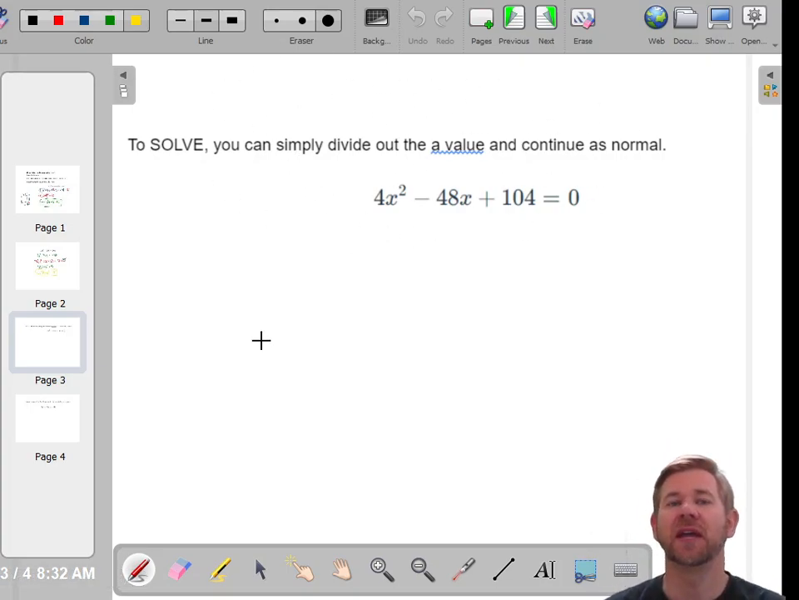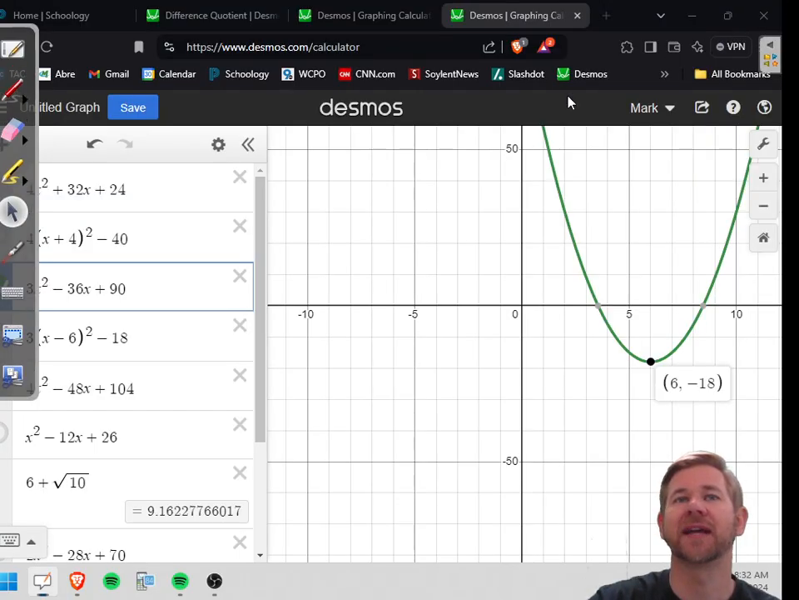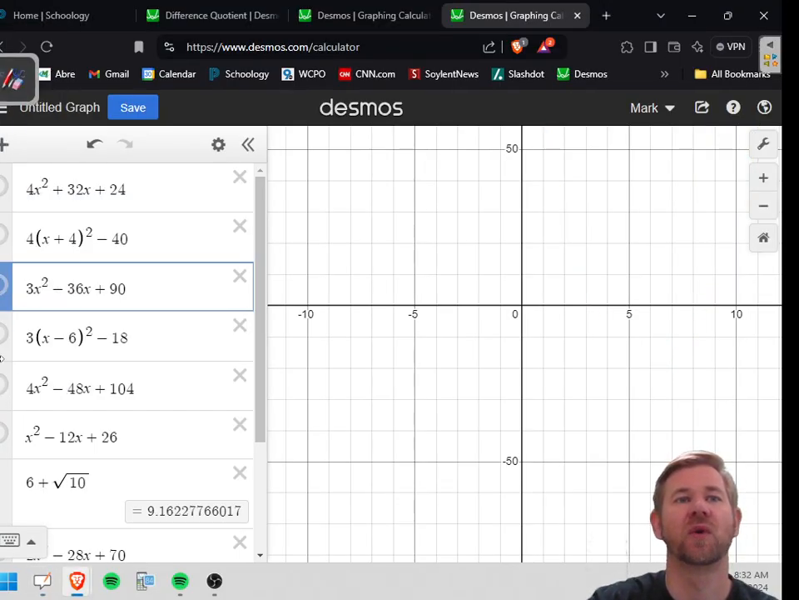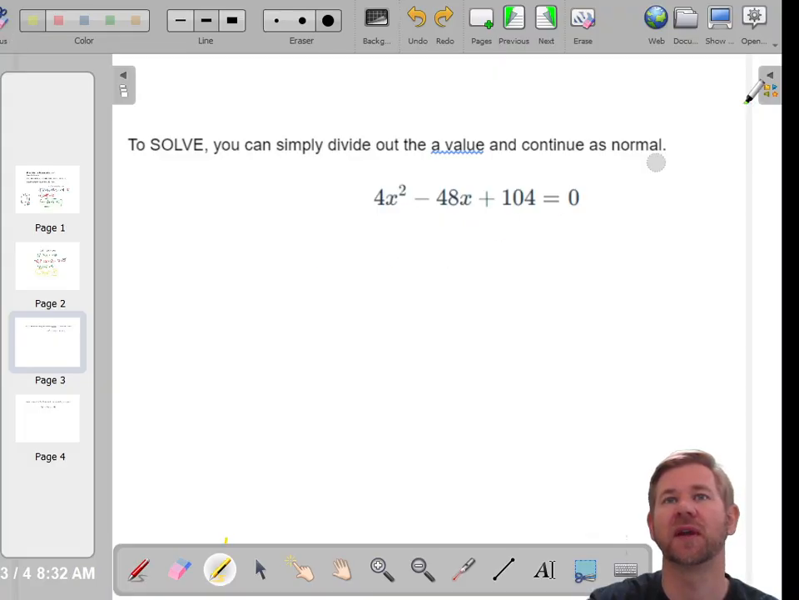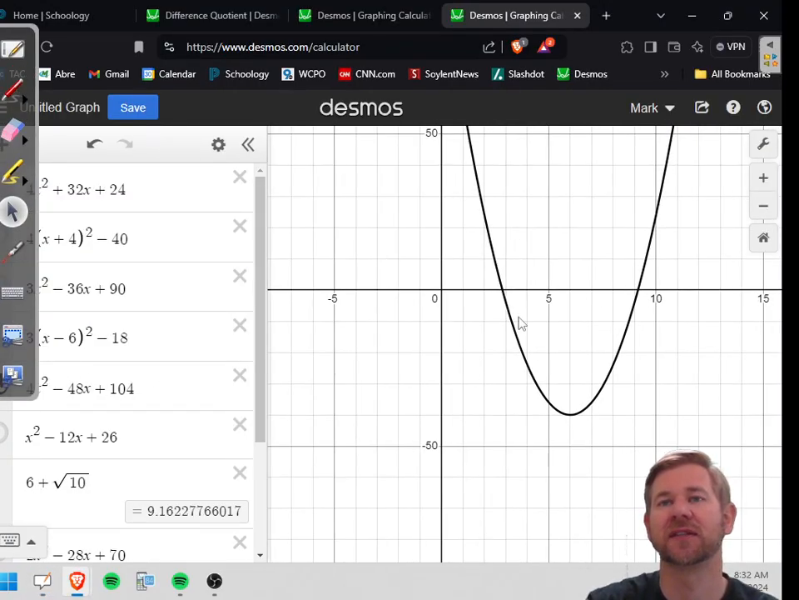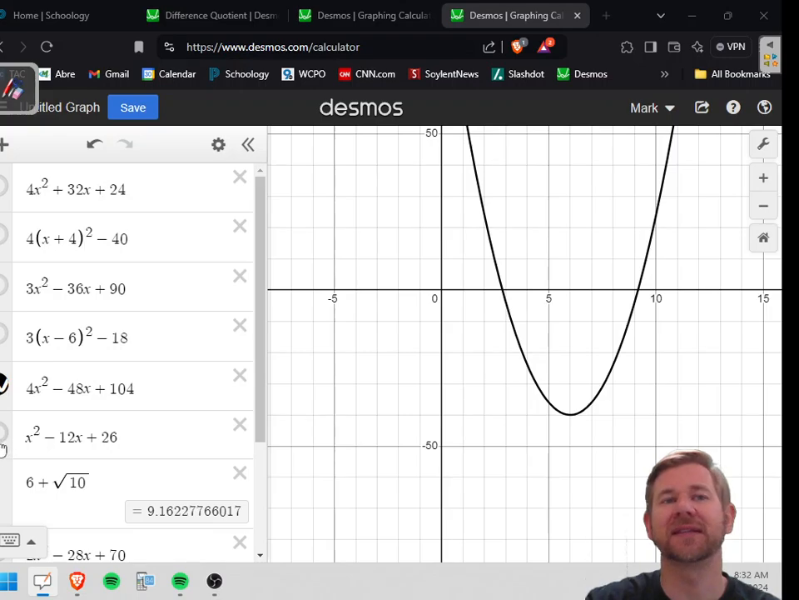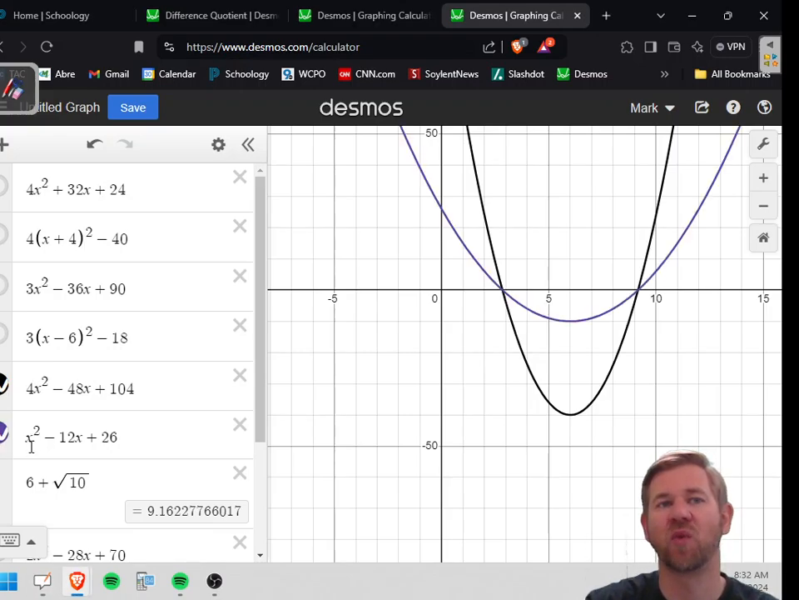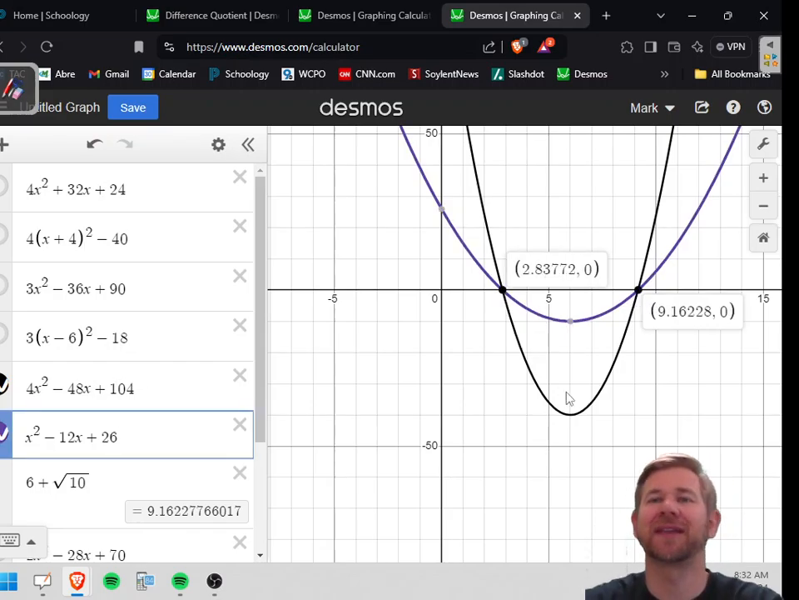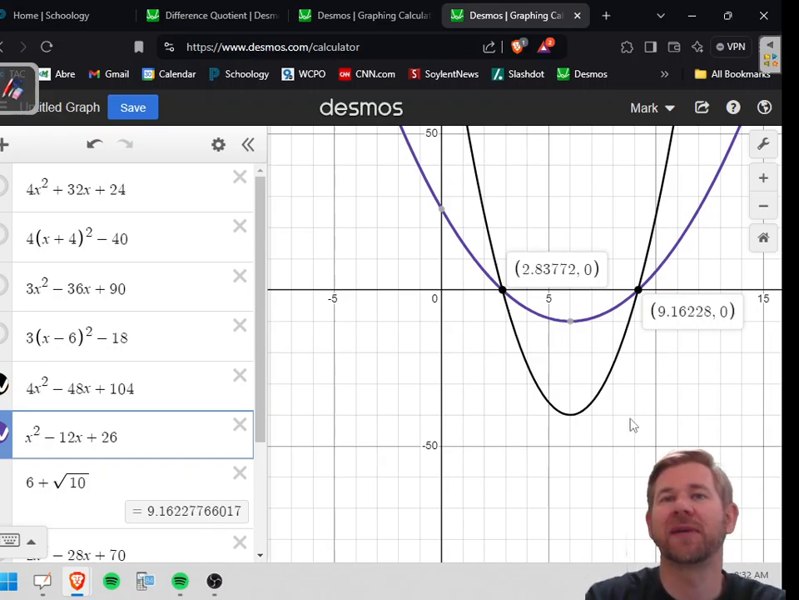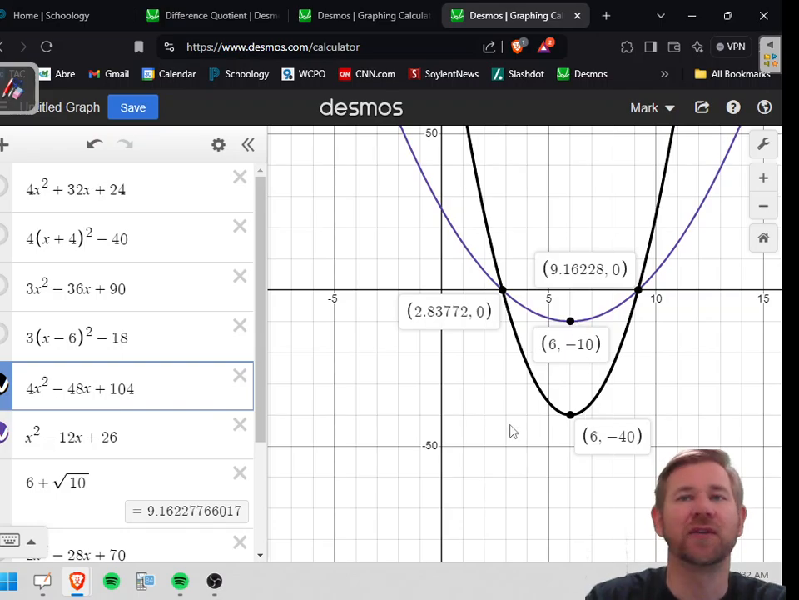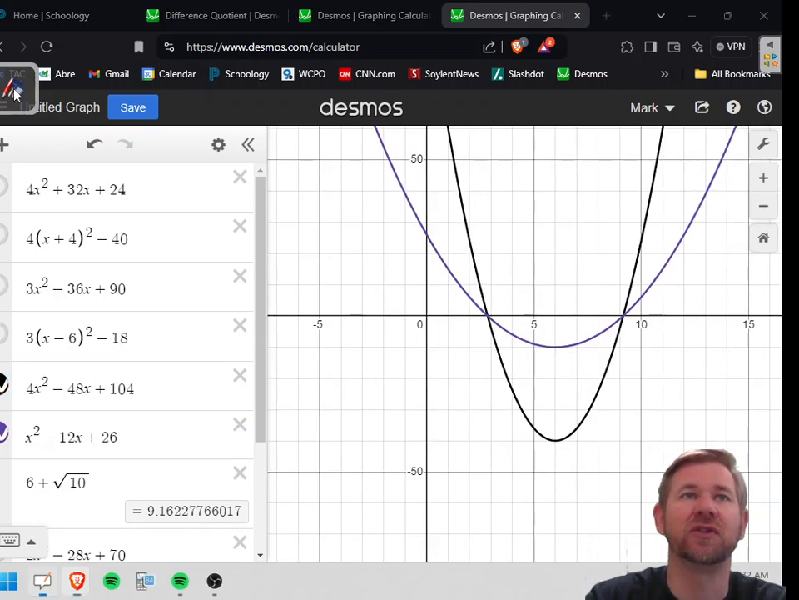And I'm going to show you, if you want to solve this thing with 4, -48, and 104, that's this function right here. Yeah, okay, right there, 4, -48, 104. Notice this is if I divide everything by 4. So I have 1x squared, 48 divided by 4 is 12, and 104 divided by 4 is 26. They have the same x-intercepts, but they're not the same graph. If all you care about is zeros and you don't care about finding the vertex, see, they have different vertices, then you can just divide it out.